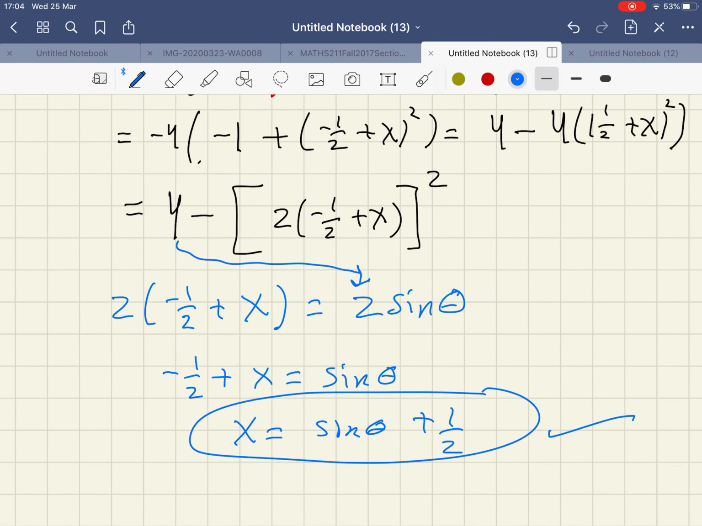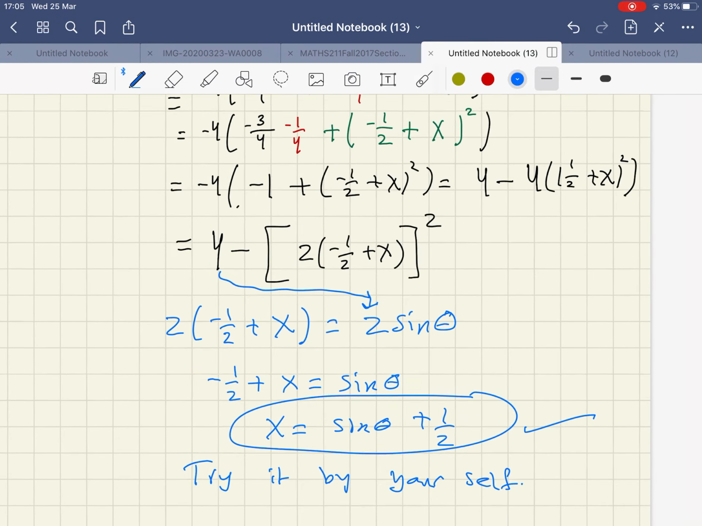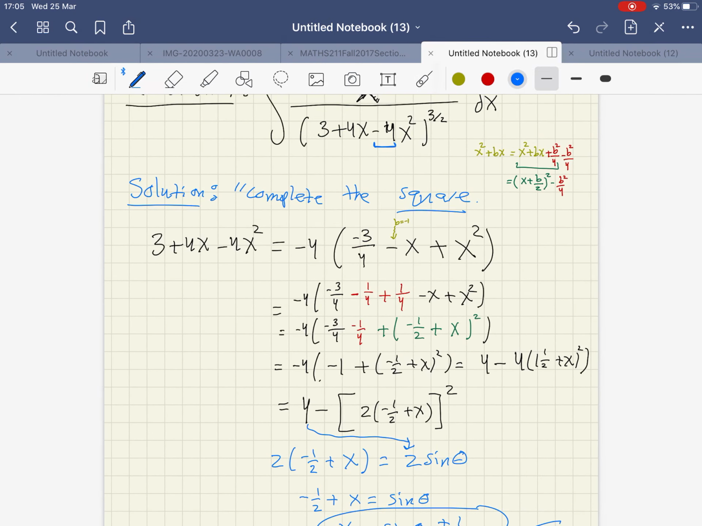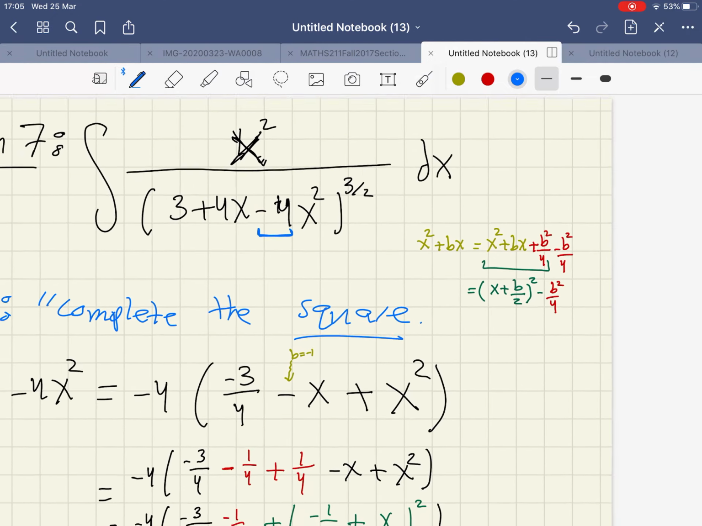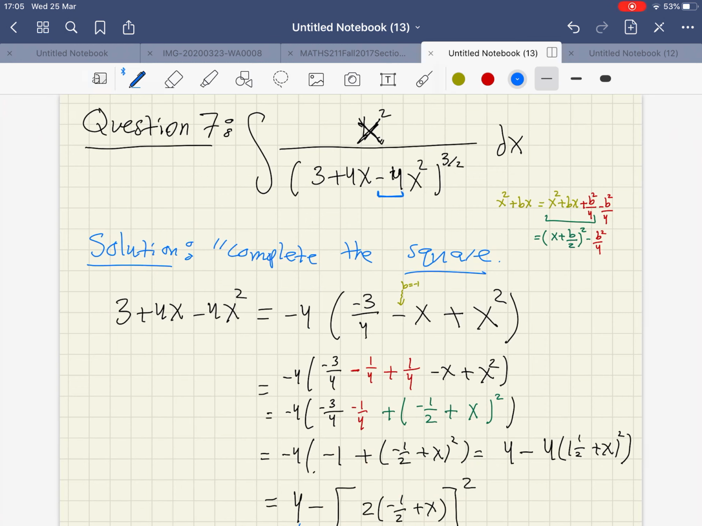I want you to try it at home by yourself. It's very important if you try this one by yourself, and let me know what do you get. The whole idea is completing the square, and that's how we complete the square using this formula here. We will get back to completing the square again in section 7.4, but you need to practice it. There are some questions in the book. Please go over them and try to do completing the squares.